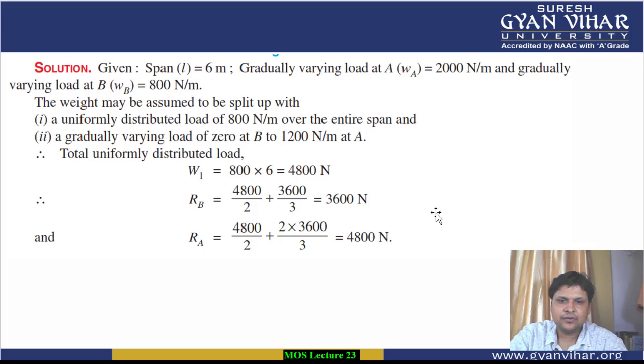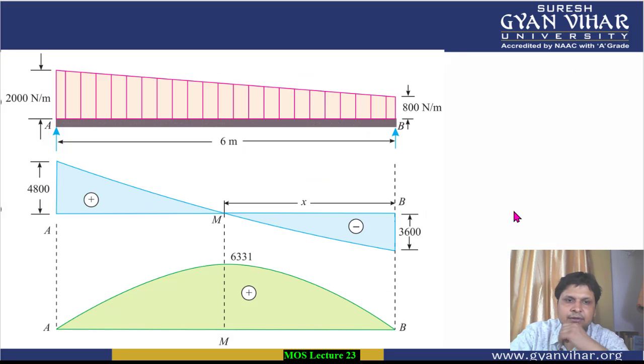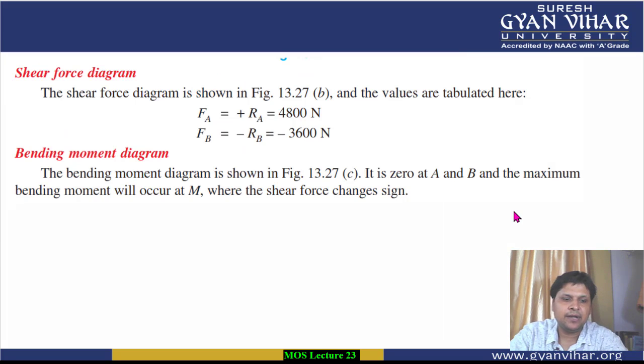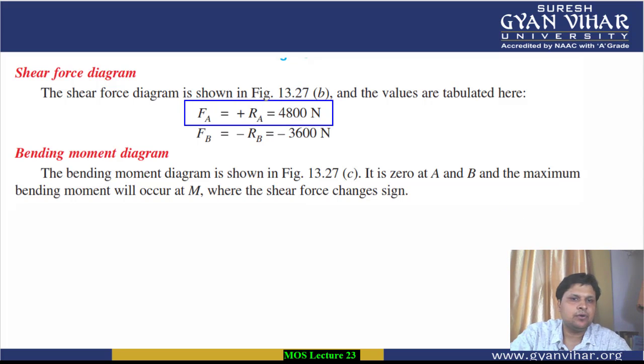Now moving further, students, in this way we will draw the shear force and bending moment diagram. But first of all, we will have to calculate the shear force at A, which will be equal to the reaction force, and the shear force at B will be equal to the reaction force at B. Signs will be taken as per the sign convention. All right, so we have to find the value.